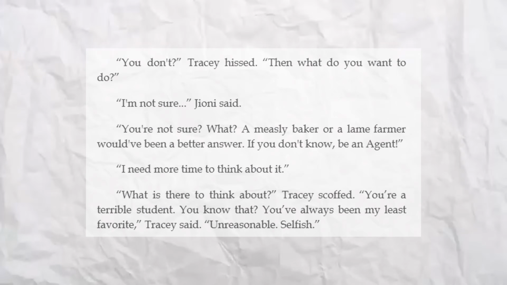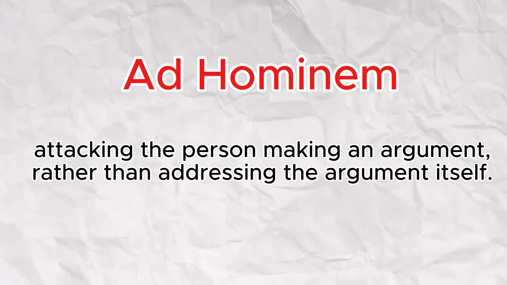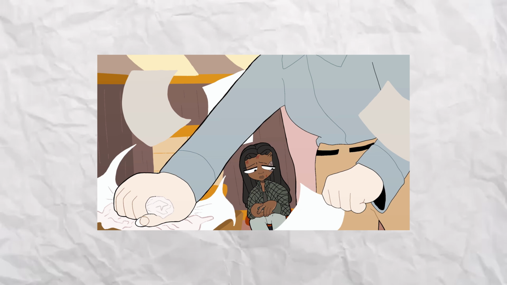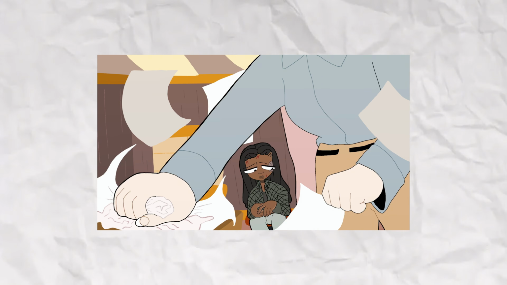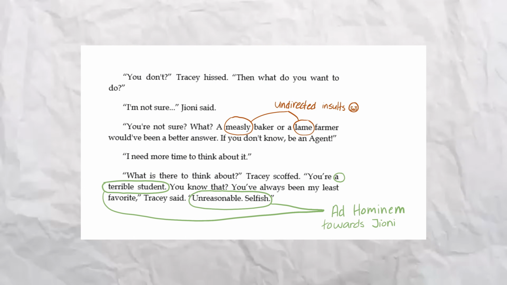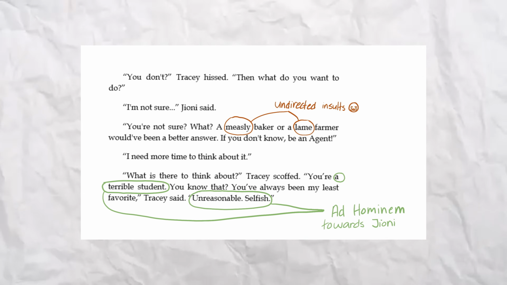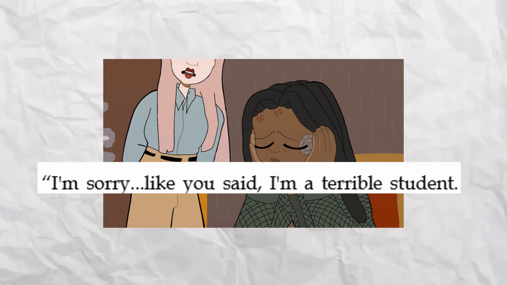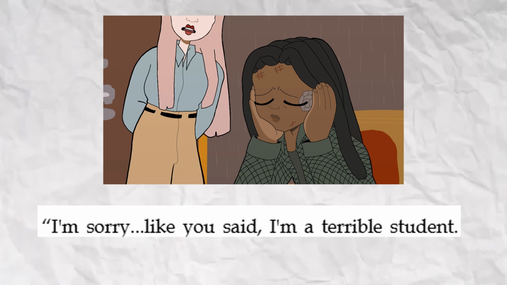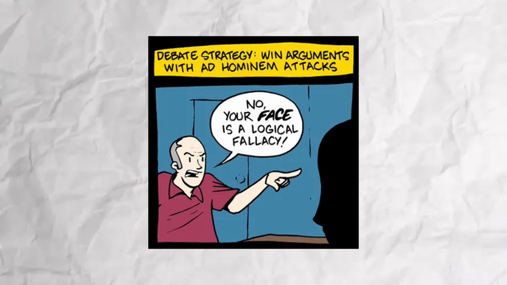Unreasonable. Selfish. So this is what we call an ad hominem, attacking the person making an argument rather than addressing the argument itself. So here with Tracy, I think you can see the gradual shift into frustration. The conversation started off normally, but then all the personal attacks started to creep in. You're a terrible student, you're unreasonable, and you're selfish are all ad hominem attacks. When you can't argue the point anymore, you might as well just insult the person to wake them up. And yes, this is the first time Gioni had ever heard any of this. It was sadly effective, because she did start to believe it. Ad hominem is more common than you think. By insulting someone's character, you're trying to undermine their argument.